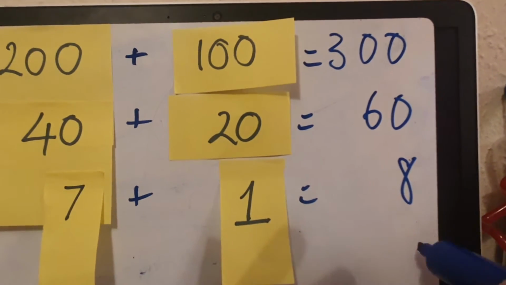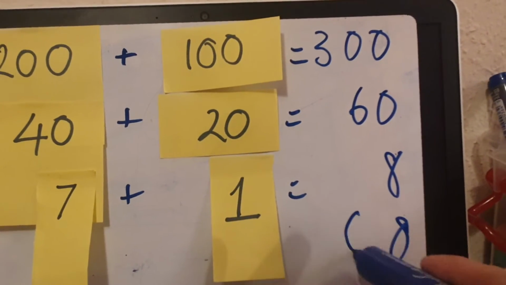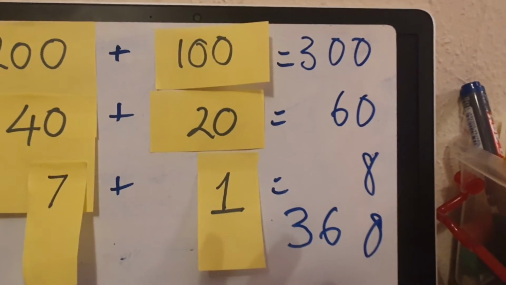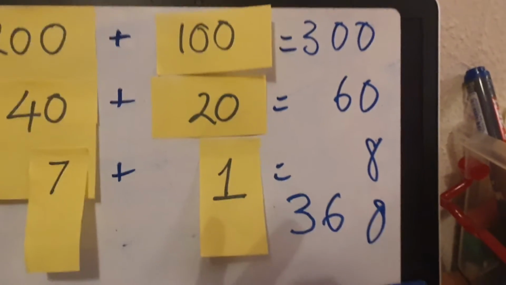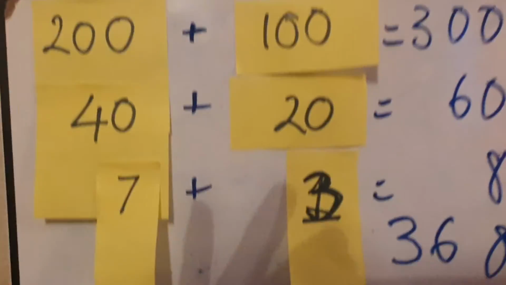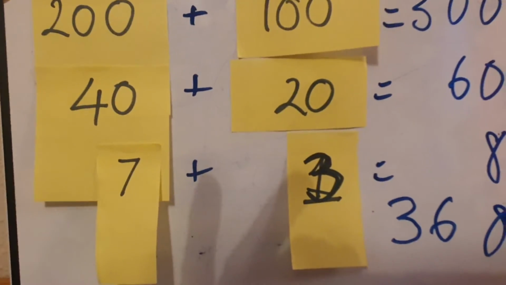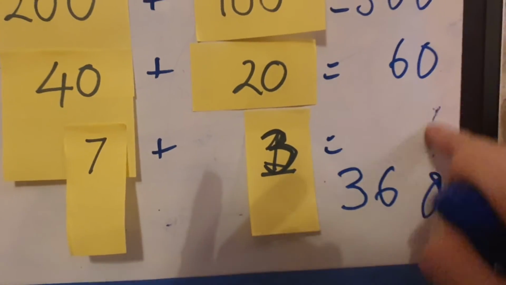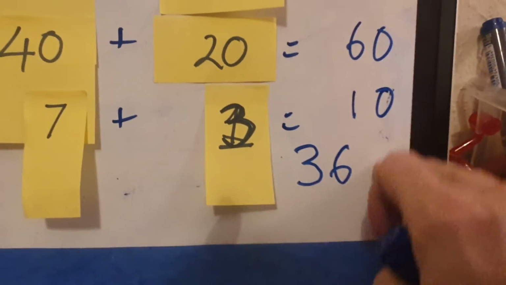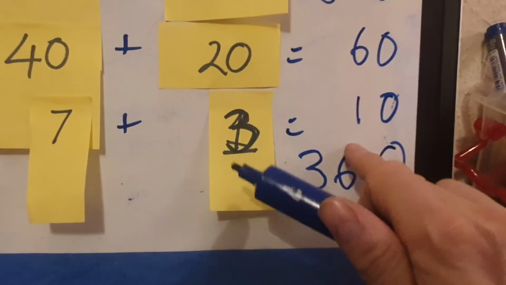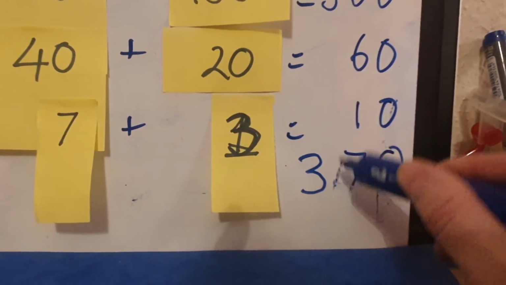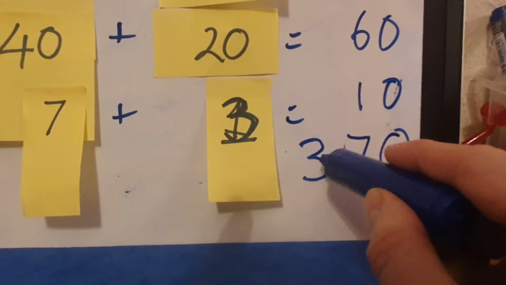So add those all up together. In fact, I've just realised that that 1 should have actually been a 3. There we go. So I've just changed that 3 there. So 7 add 3 is actually 10. So add all your zeros up, it'll be 0. And adding my 10s up, there's 7 10s there, which is 70, and 300, so 370.